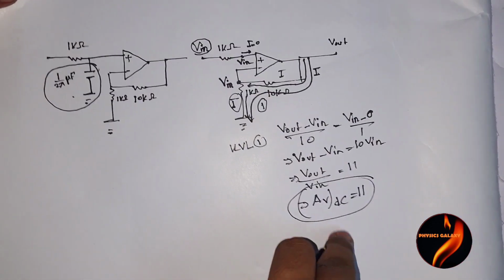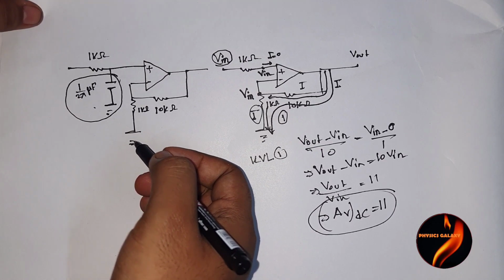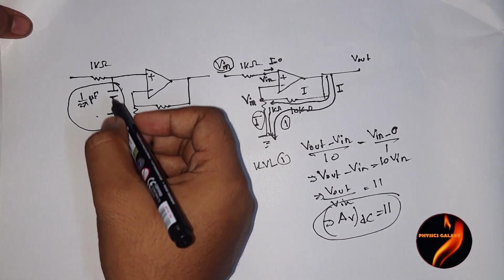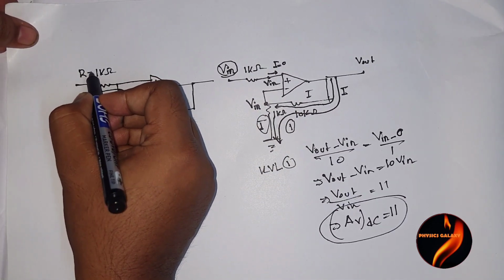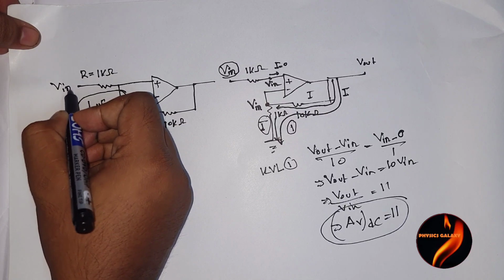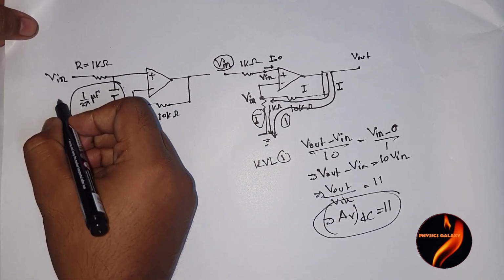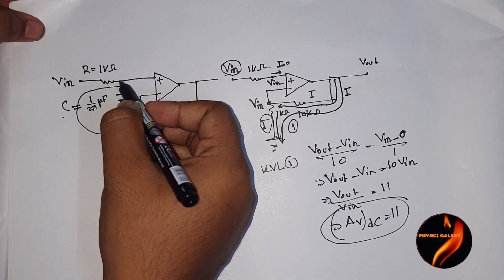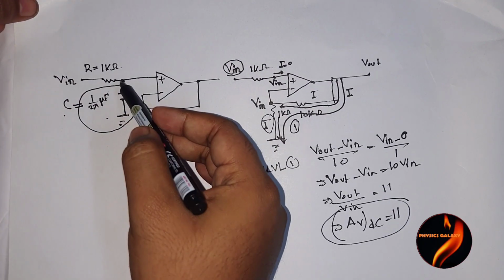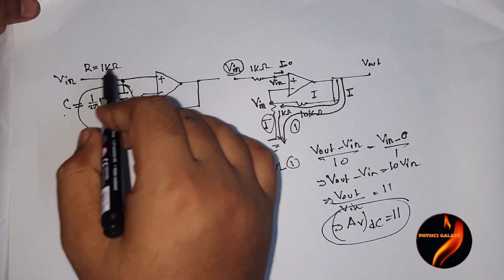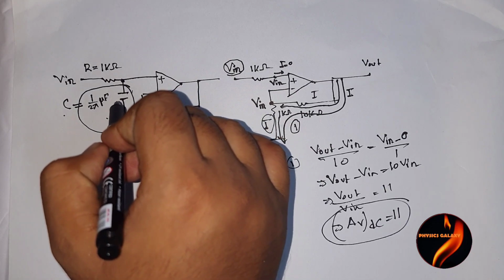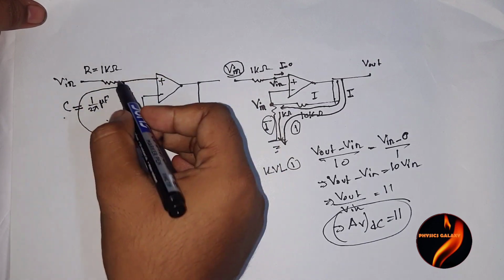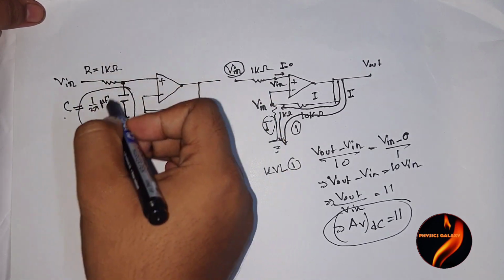So this is the first part of this problem. In the second part, you have to find out the cutoff frequency for the circuit. So let us denote the resistance here by R and the input voltage by V in, and this capacitor is C. Cutoff frequency means the frequency at which the voltage gain of the circuit reduces to 0.7 of its maximum value. So let us first find out the maximum voltage gain of the circuit.